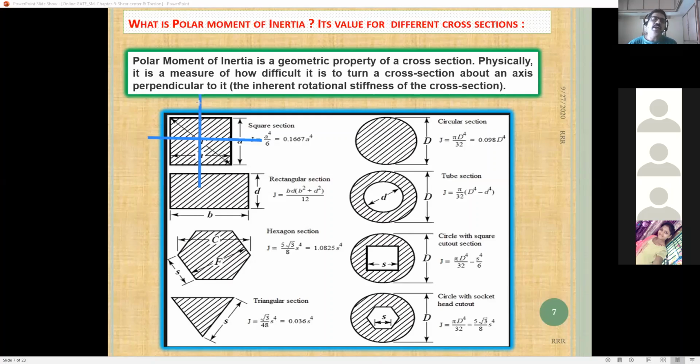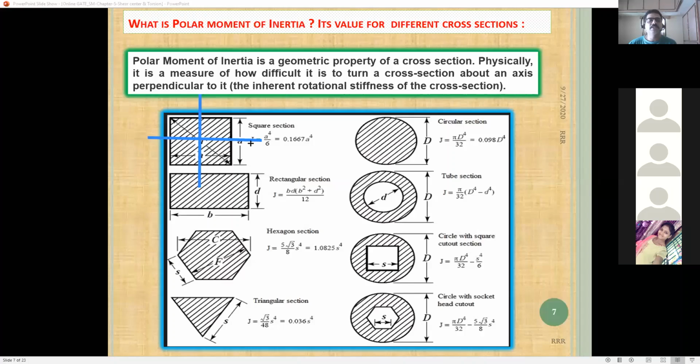Similarly, if you want to find Iyy in the vertical axis, yy is the vertical axis, it is db cubed by 12. d is this and b is this. db cubed by 12, you will get the other section value. If you add both, you will get the polar moment of inertia, right? So you can see a difference.